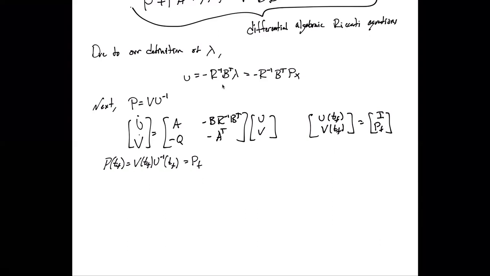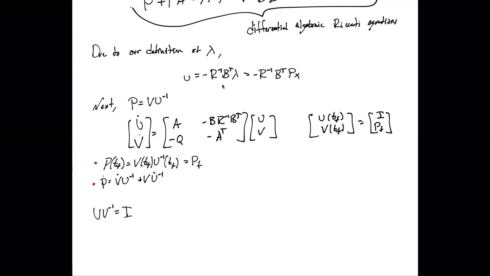And then next, let me make a little bullet here. First note that, then note that P dot is equal to V dot U inverse plus V U dot inverse. And then, as an aside, note that for any square matrix, this holds, right?